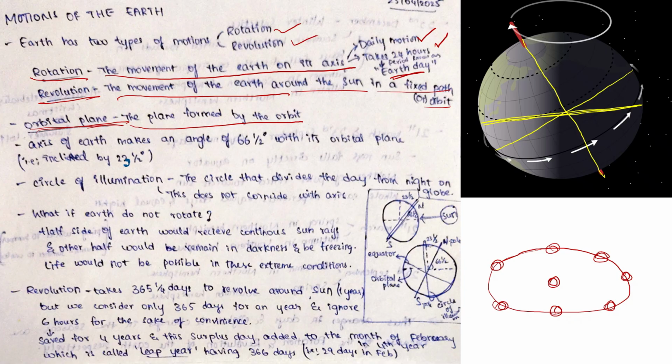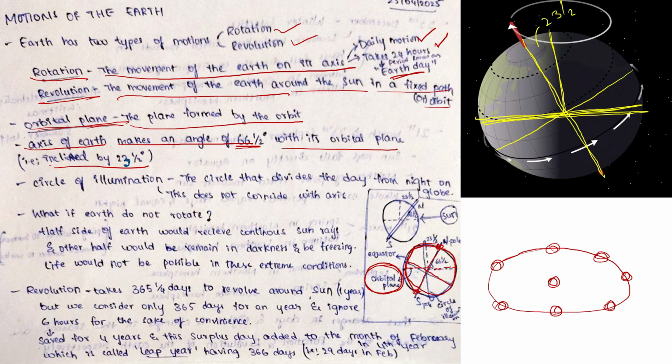And you can see here as well, if this is the north pole, if this is the south pole, this is the earth, and the line that is passing from north pole to south pole is axis, and this line is equator. Whereas here we can see the orbital plane, and axis of the earth makes an angle of 66.5 degrees with its orbital plane. That means inclined by 23.5 degrees. So this is axis and this is orbital plane. And if we measure this angle, earth is inclined by 23.5 degrees and this angle is 66.5 degrees, which earth axis is making an angle of 66.5 degrees with the orbital plane.